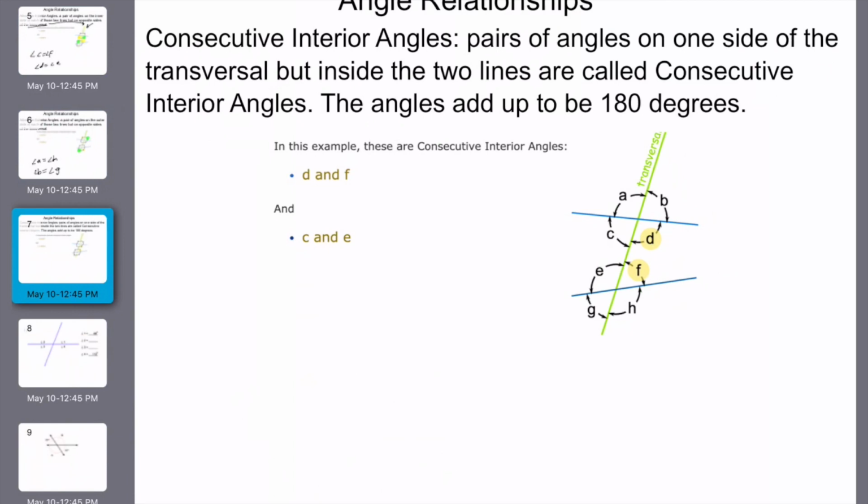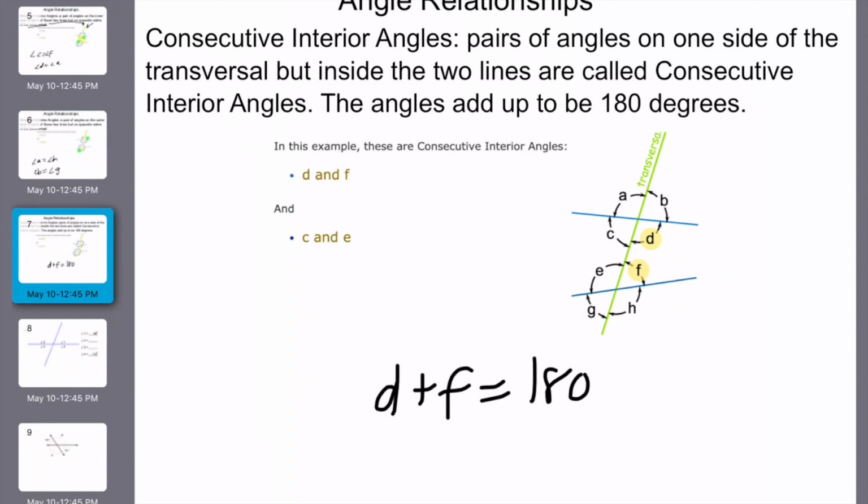And then the last one here, consecutive interior angles. It's a pair of angles on one side of the transversal, one side of that cutting line, but on the inside of the two lines, called consecutive interior angles. The angles add up to be 180 degrees. So in this case, they're telling me that D plus F equals 180 degrees. Okay? Have to be on the same side. Pairs of angles on one side of the transversal, but inside the two lines are called consecutive interior angles, and they add to be 180 degrees.